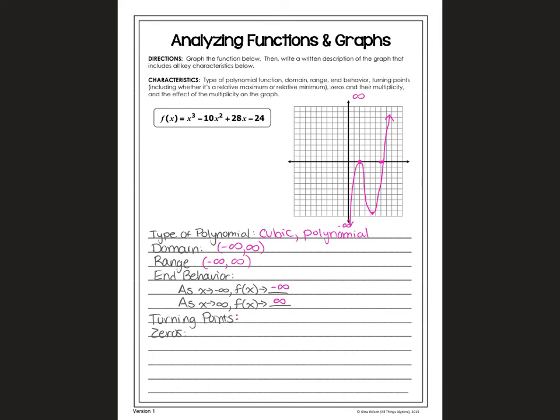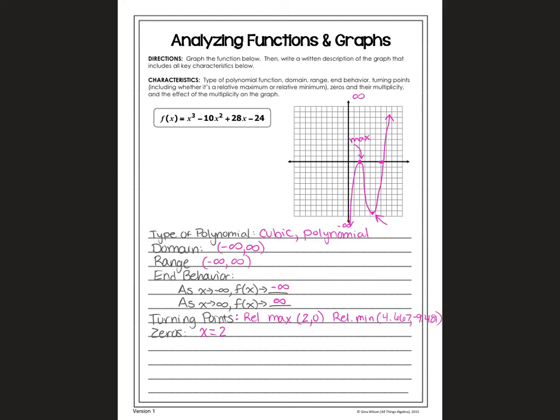You have a couple of turning points here. So you have a relative max at this point here. Okay, so this is at 2, 0. You have a relative min at this point here, which this one has some decimals, so 4.667 and negative 9.481. The zeros. You have a 0 at x equals 2.